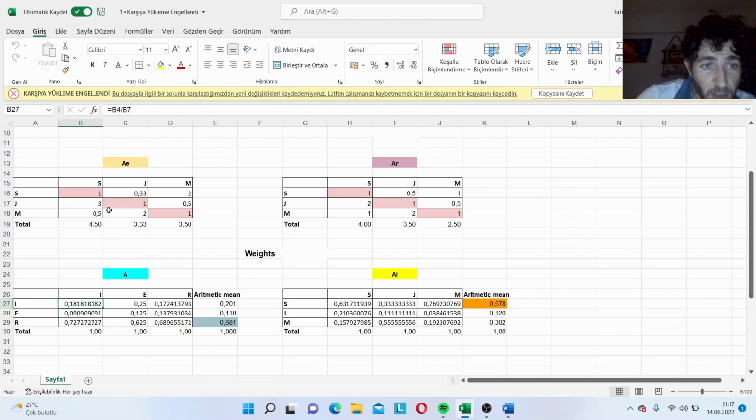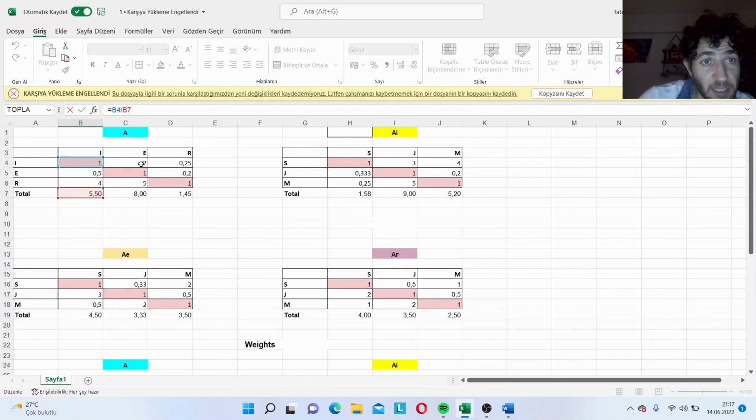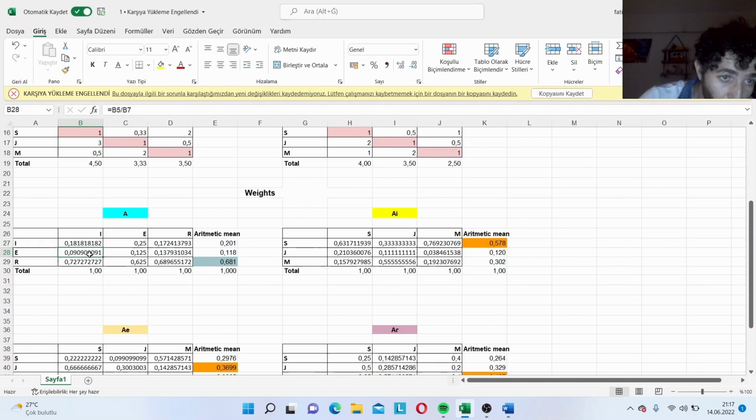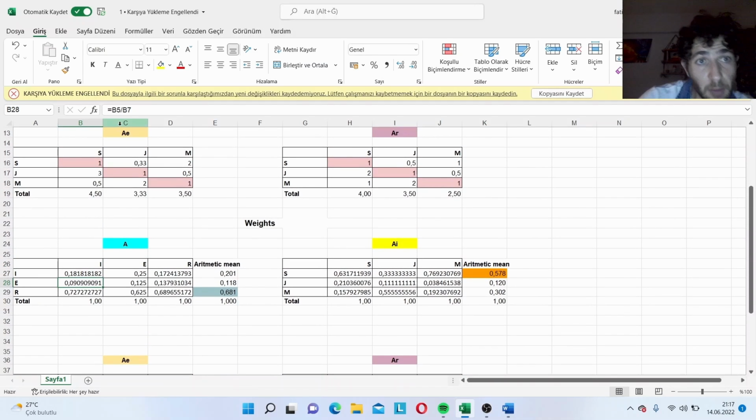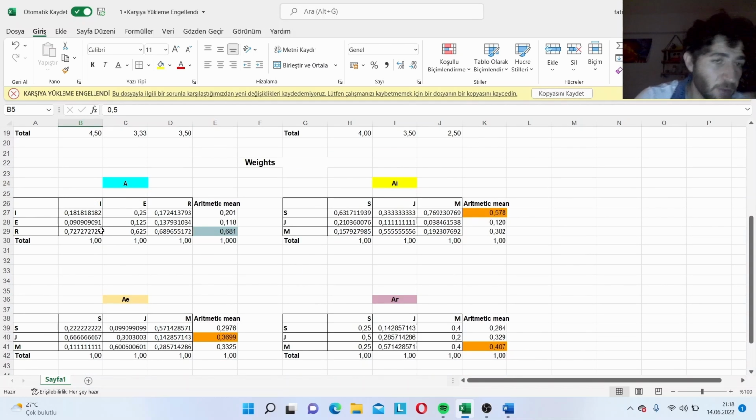You see these cells. Our formulation is here. What is that? B4 over B0. That means for each value over the total, their total numbers. So for the second weights, B5 over B7. That means the same process for experience over total value. So we can use this formulation, and after that we will find their weights and arithmetic mean.